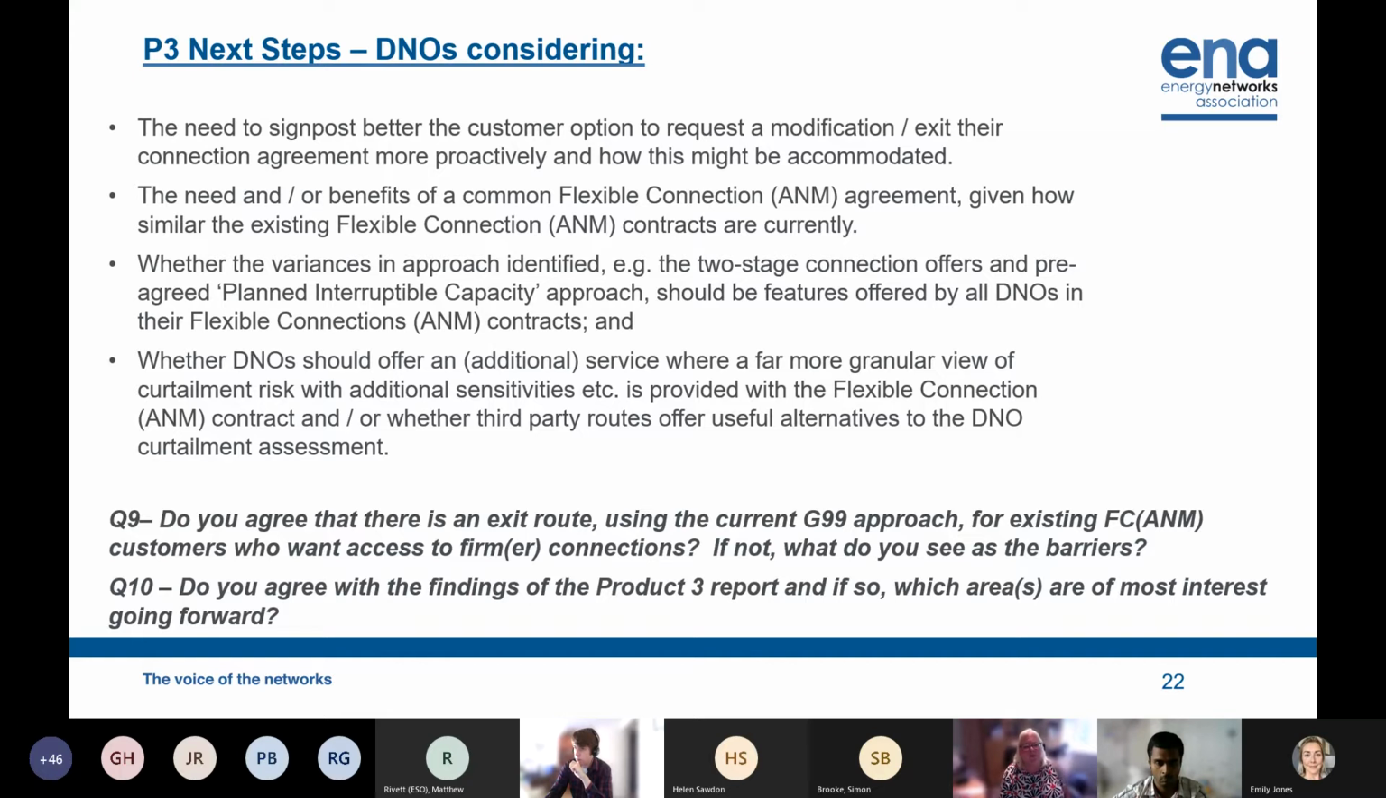And finally, there was a question about, when it came to this curtailment information, whether DNOs should be offering potentially an additional service, but one with a lot more granular view of curtailment risk and the sensitivities with that curtailment, and whether that should be provided by the DNOs, or whether there was an opportunity here to explore provision through third-party routes. And again, because that's all about curtailment information and delivery of curtailment information, that is actually being delivered by product 9.